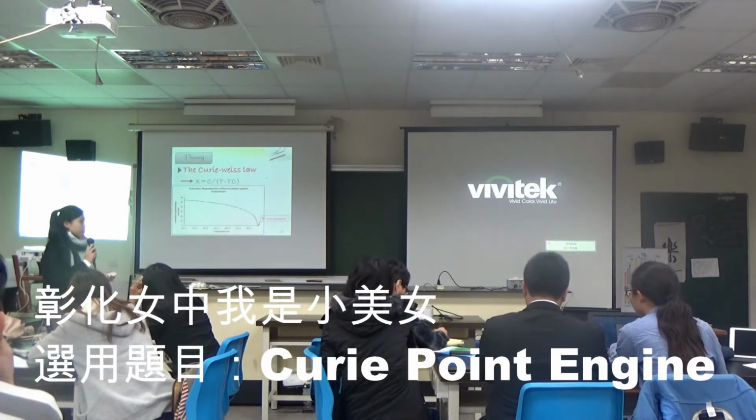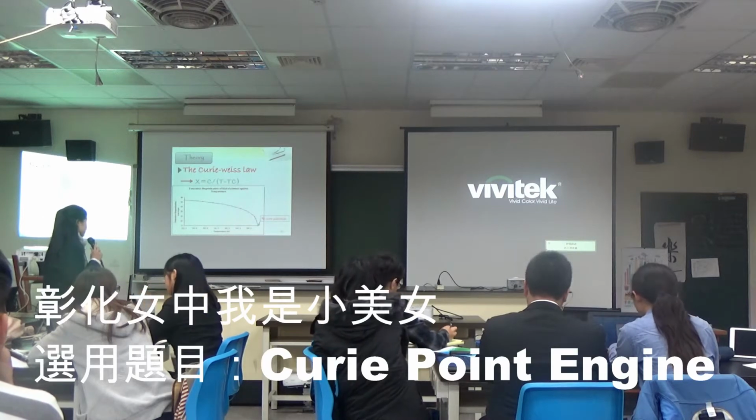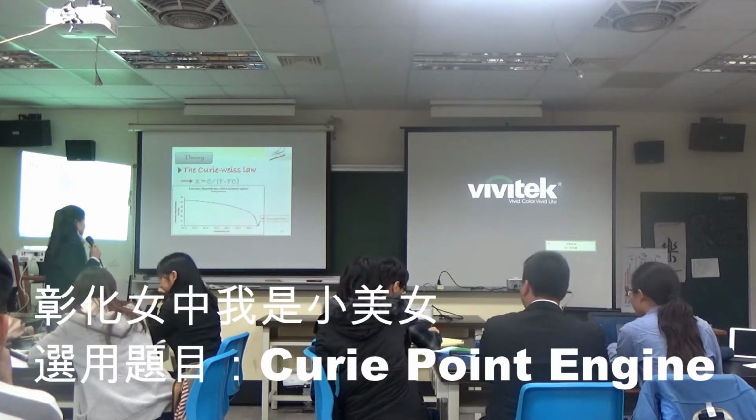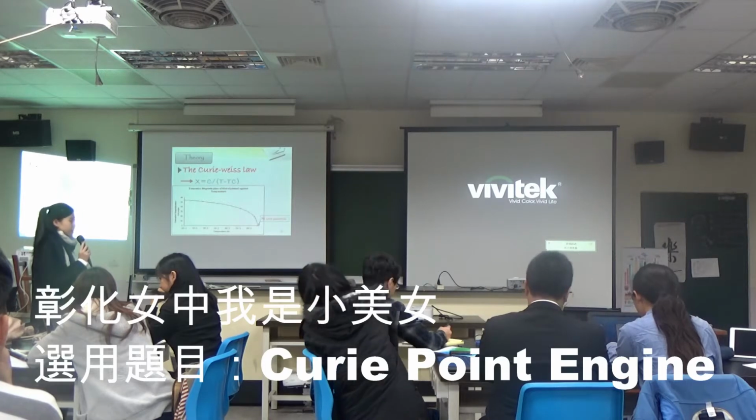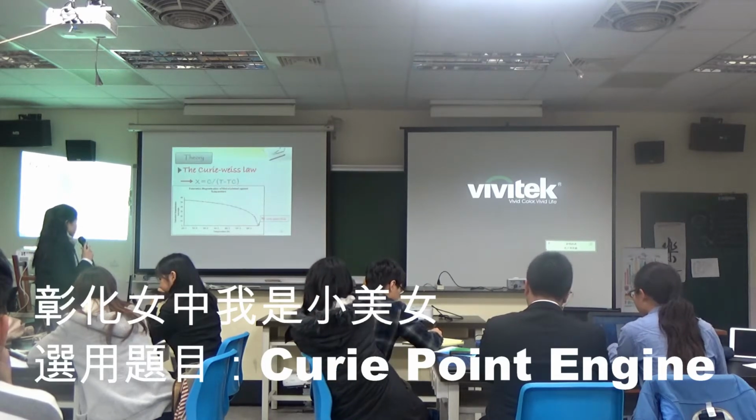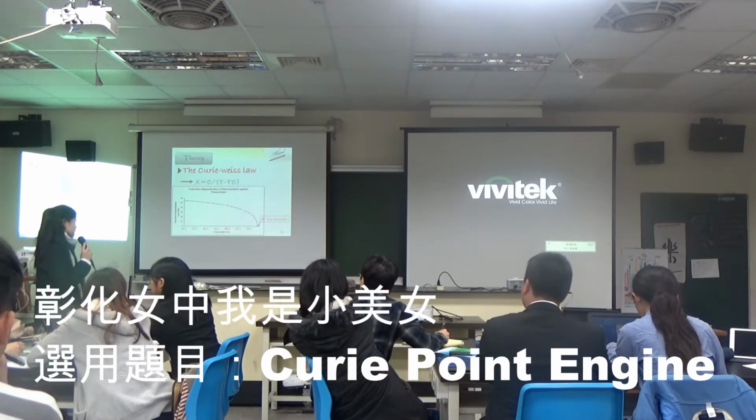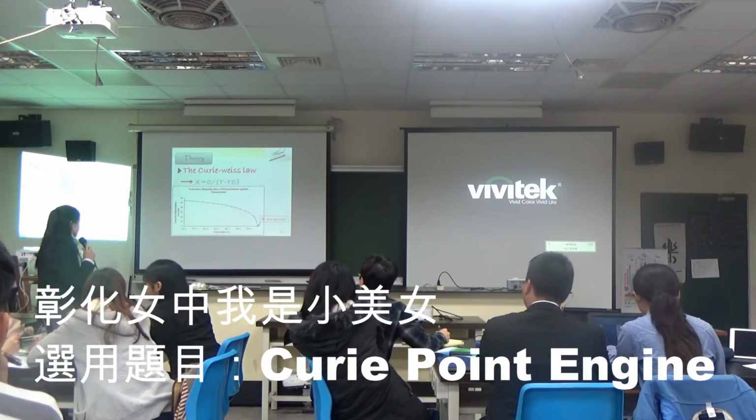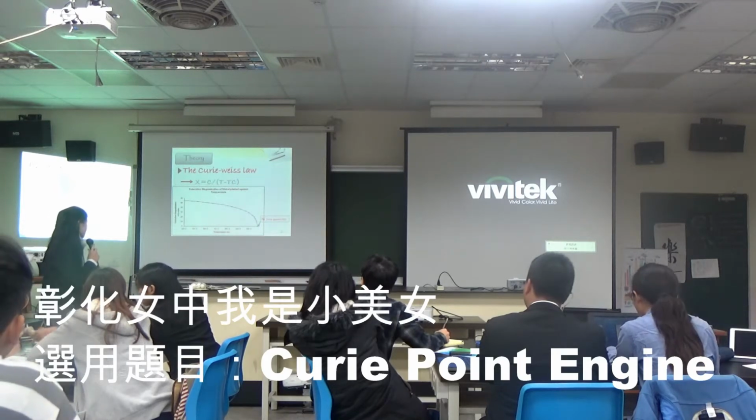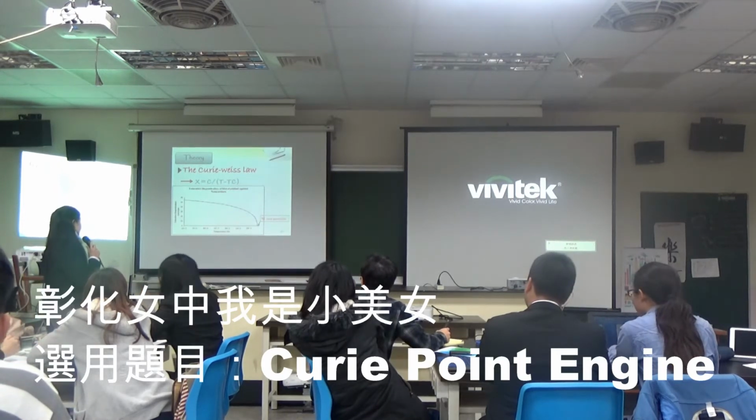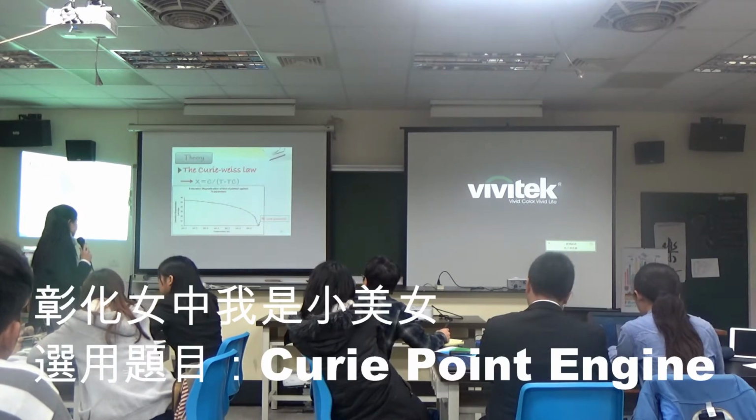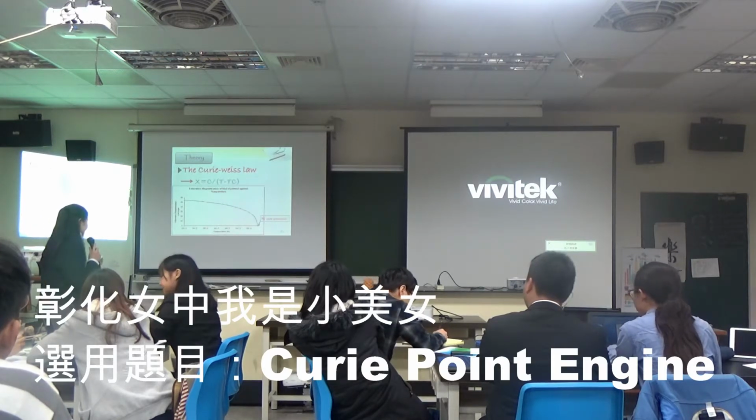Okay. And before we enter the experiment, I want to talk about some theory first. The first theory is the Curie-Weiss law. From the formula in the chart, we can see the relation between the temperature and the magnetic susceptibility. If the temperature gets higher, the magnetic susceptibility will go down. And when the temperature is above the Curie point, the susceptibility is 0.